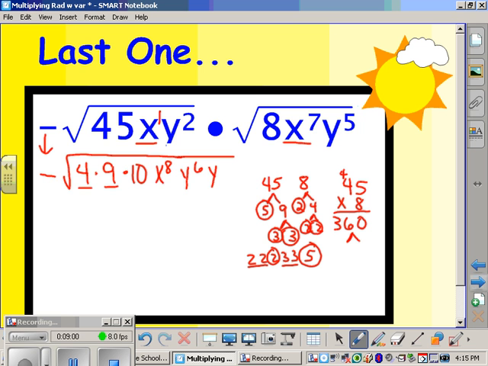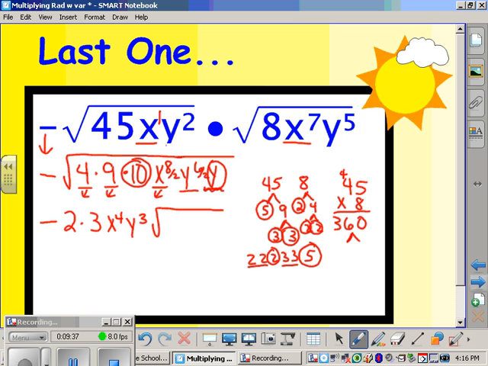Now I'm going to underline all my perfect squares because once we take their square root, they will move to the outside of the radical with the negative sign. So the square root of 4 is 2. The square root of 9 is 3. The square root of x to the 8th, if you divide its exponent by 2, is x to the 4th. I underlined the wrong y. Sorry about that. The square root of y to the 6th, if you divide its exponent by 2, will be y cubed. Left under the radical will be the 10 and the y at the end.